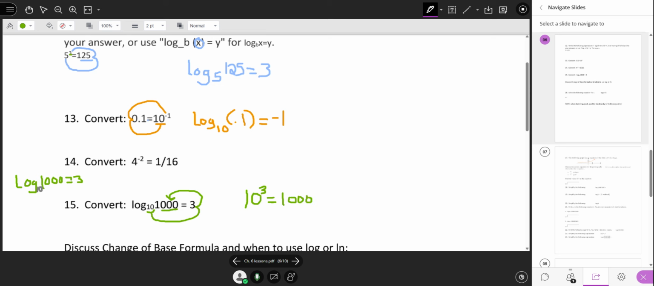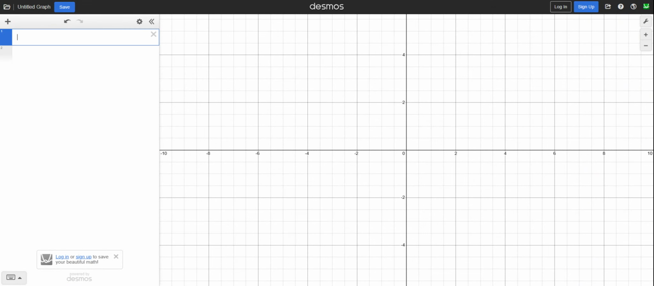And again, I can check this with Desmos. 10 shift 6 3, and that tells me the answer is 1,000.